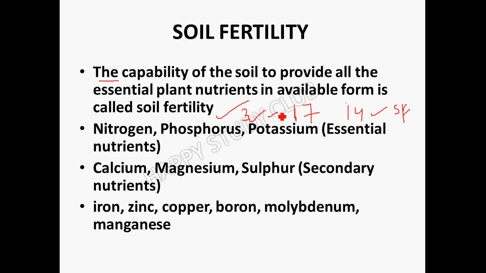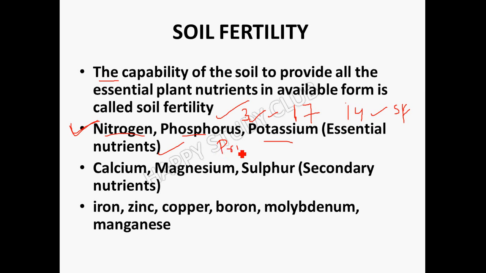Now the fertile soil will contain all the major nutrients which are essential for plants, such as nitrogen, phosphorus, and potassium. Nitrogen, phosphorus, and potassium are the major nutrients of plants, which are essential for plant survival. These are the most important, and these nutrients are also known as primary nutrients.